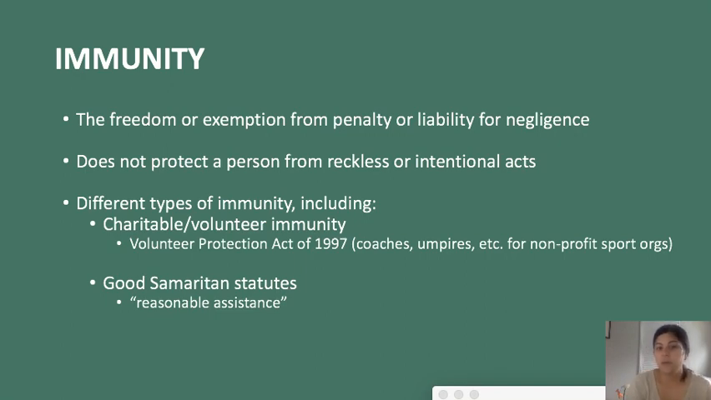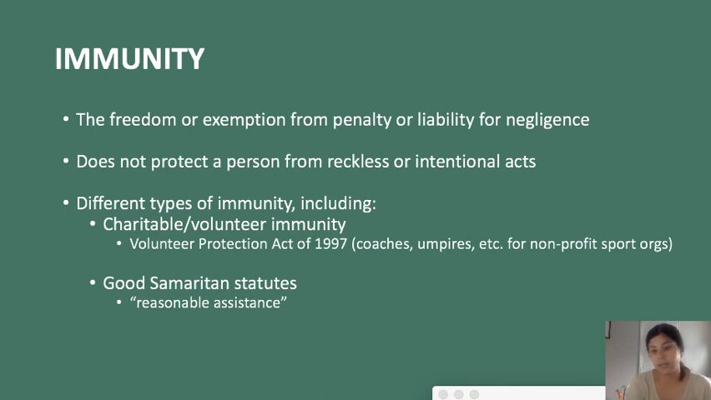Okay, so two other types of immunity I want to mention that I think are relevant to our field. This first one is charitable or voluntary immunity. So basically, if you're willing to volunteer your time to a nonprofit or a charitable organization, you are provided some level of immunity against a negligence claim.